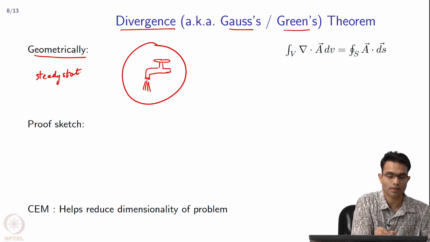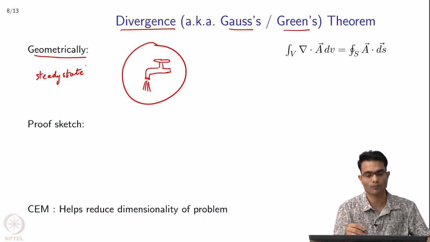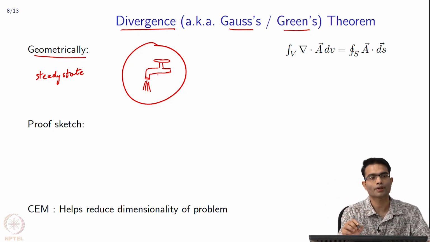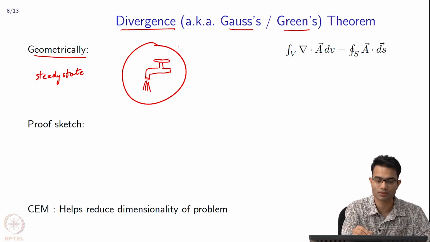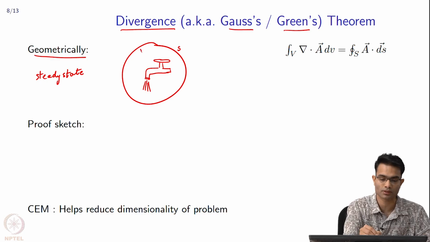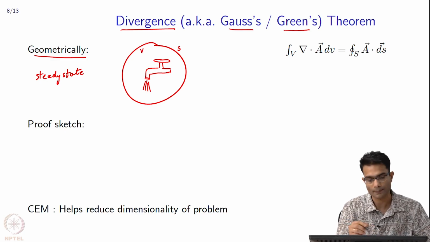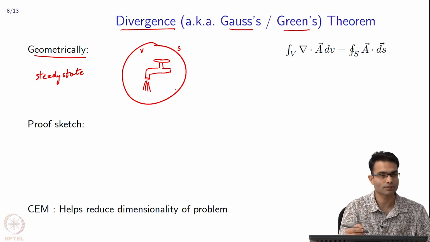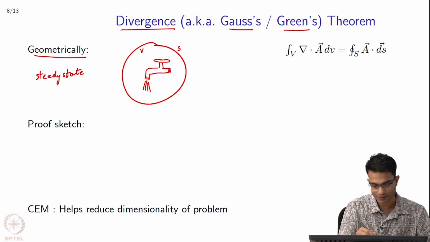Steady state means the tap has been on for a long time, whatever water had to fill up in this volume has filled up, right. So, if I wanted to measure, let us say, the water outflow from this surface, so this is a surface S enclosing a volume V. Okay. So, water is going to be going out from this surface, obviously, because the tap is here. Okay. It is a magical tap, it has no connection, it just appeared. So, there is water that is going out from here.